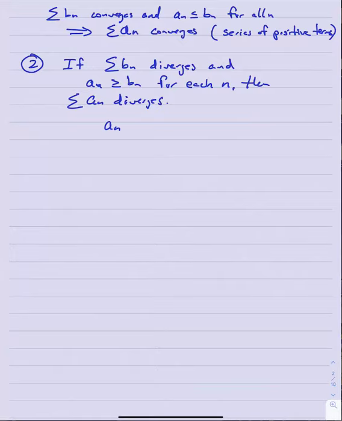If a sub n is greater than or equal to b sub n for each n, and we're saying the series comprised of the b sub n's diverges, well, what happens when you add up all of these a sub n's if every one of them is greater than or equal to each of these b sub n's? Well, when you added up all the b sub n's, it diverged and went to infinity. If you add up a bunch of things that are bigger than that, or at least as big as that, that series would also have to diverge.